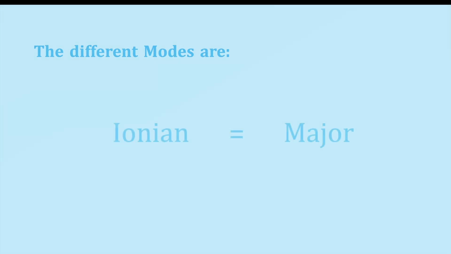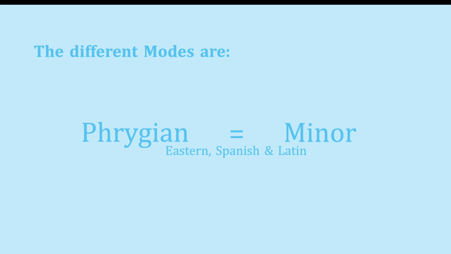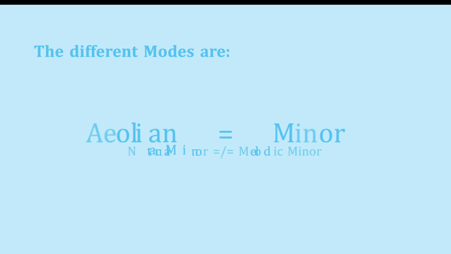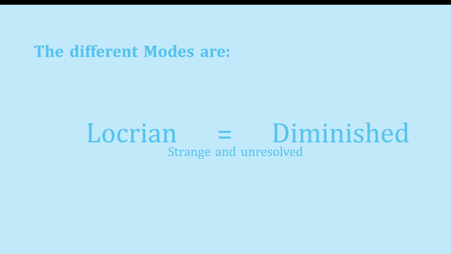The different modes are Ionian, which is major, Dorian, which is smooth and jazzy, which is a minor scale, Phrygian, which is Eastern, Spanish and Latin, which is a minor scale, Lydian, which is dreamy and ethereal and a major scale, Mixolydian, which is smooth and bluesy, a major scale, Aeolian, which is the natural minor, Locrian, which is unsolved and strange, which is a diminished scale. A diminished scale is something we'll get onto when we talk about harmony.